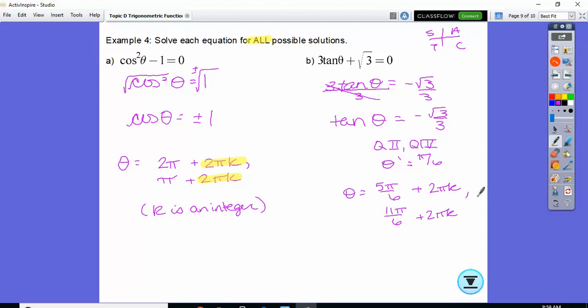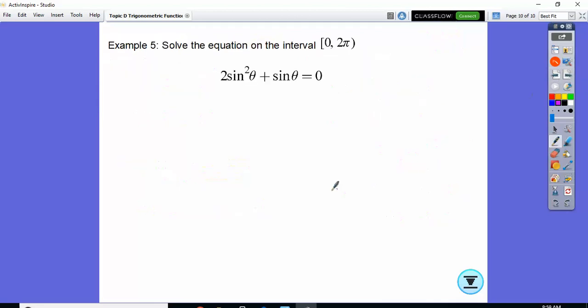Let's do one more. We need to solve this one between 0 and 2 pi. So between 0 and 2 pi tells me I don't have to do all possible solutions. So we don't need the plus 2 pi k there.